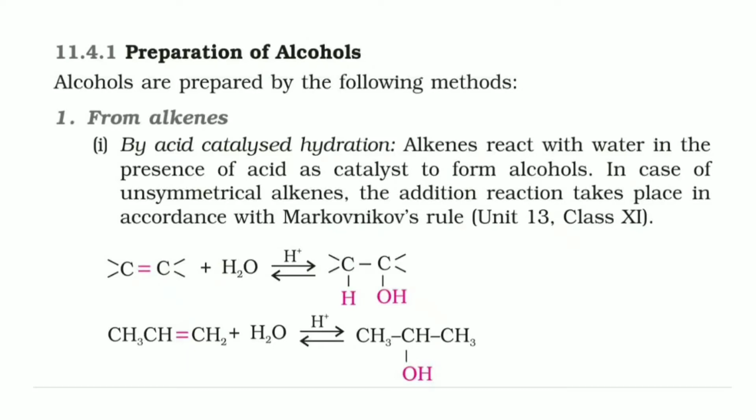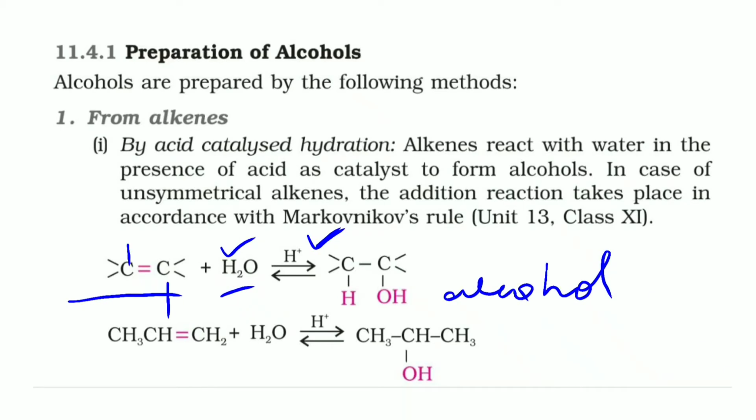Hello viewers, today in this video we will learn preparation of alcohol from alkene. When alkene reacts with water in the presence of acid, it gives alcohol. It is completely an addition reaction. From water, the H is attached over here and OH is attached over here. So we will get alcohol.